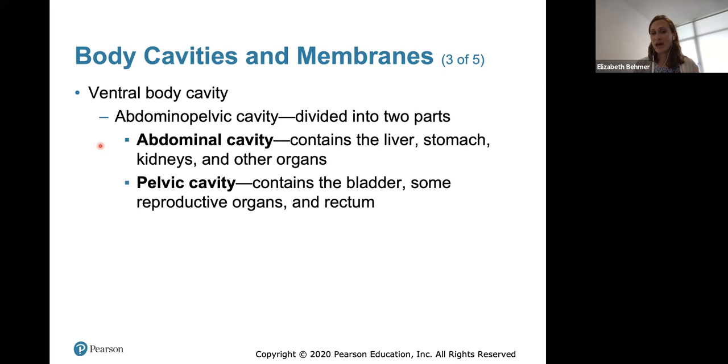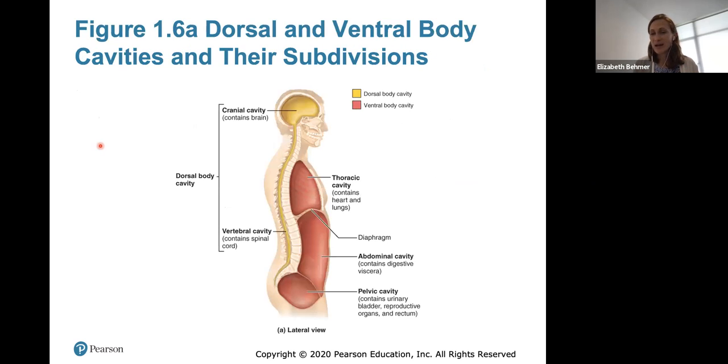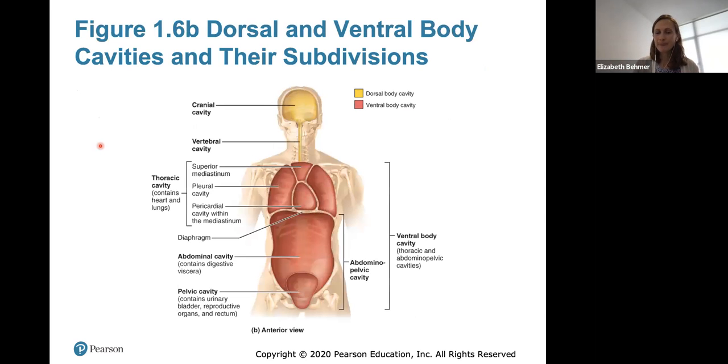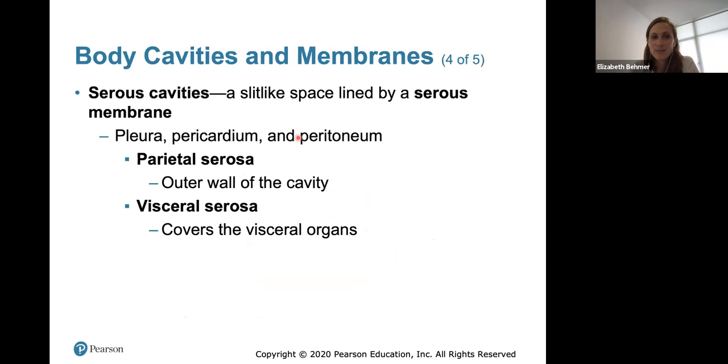The abdominopelvic cavity is divided into 2 parts, the abdominal cavity and the pelvic cavity, and they each contain different organs. The abdominal cavity has your liver, stomach, and kidneys. The pelvic cavity is more of your bladder, your reproductive organs, and your rectum. So this is a look at your body cavities, where they're located, and you can imagine the organs that would go in them. And another look: the thoracic cavity contains your heart and lungs, the pericardial cavity with your heart, the pleural cavity with the lungs, and the superior mediastinum contains some of the blood vessels exiting the heart. Here's the abdominal cavity and the pelvic cavity. You can see the cranial and vertebral cavity going down the dorsal, or posterior, side of the body.